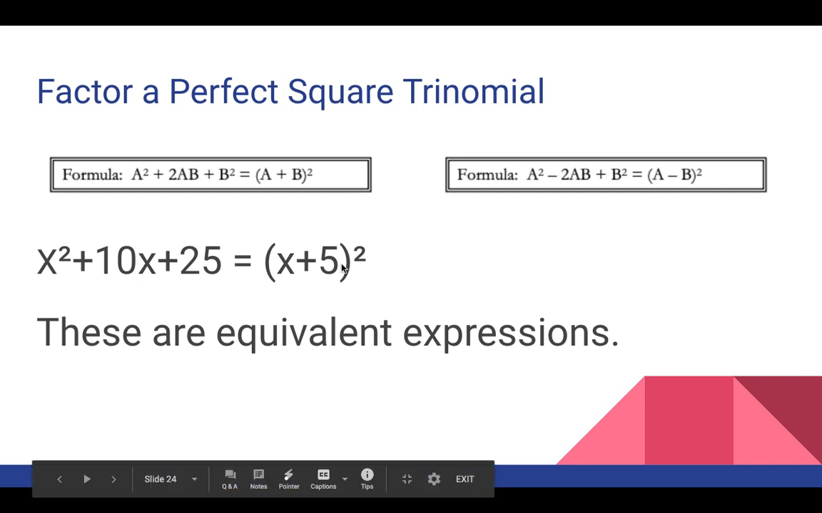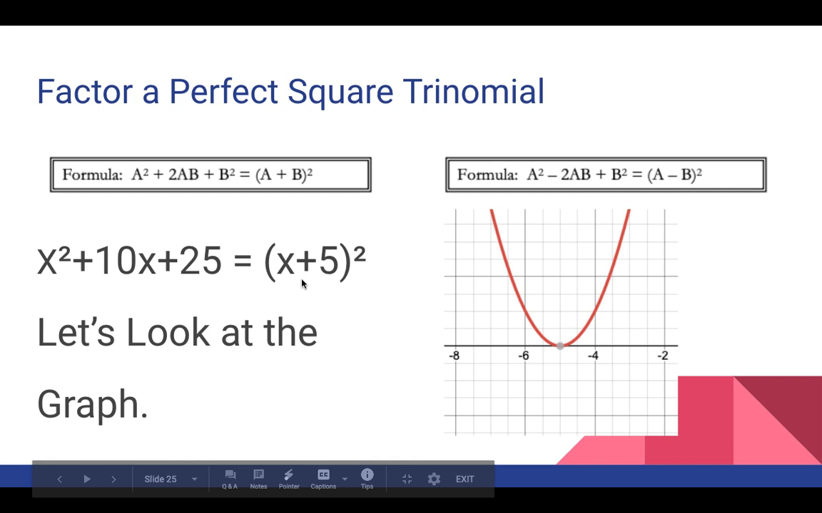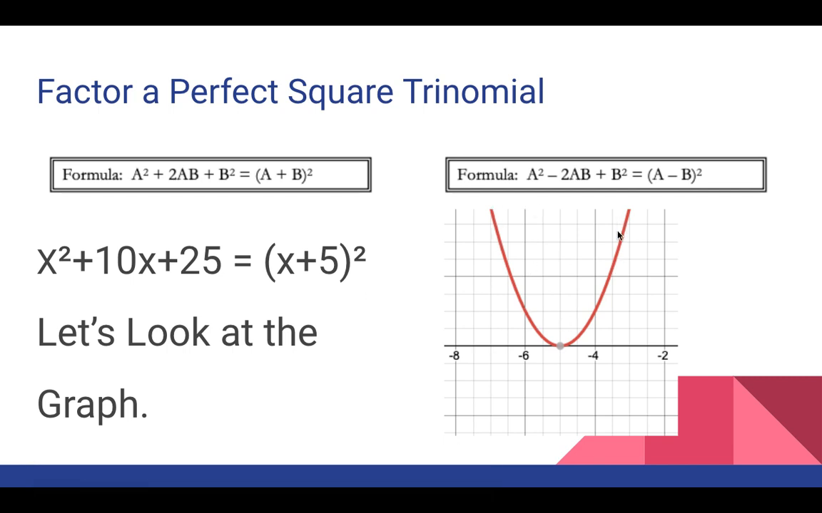These two are equivalent expressions. And if we graphed it in Desmos, that's why I had you open Desmos, so that you can put this in the graph, we would notice that there's only one x-intercept, and that's at -5.